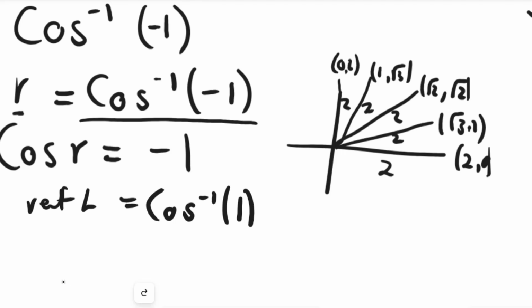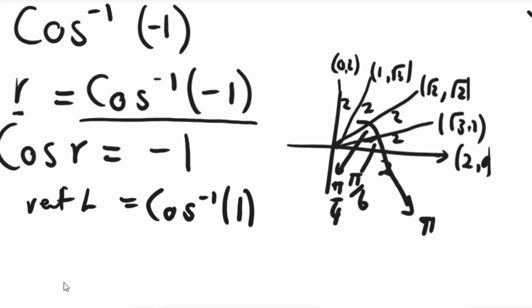The smallest one is 0 here on the x-axis. That follows that one is pi over 6 there. And then here you have what? You have pi over 4. And then here you have what? You have pi over 3, that is 60. And then here you have pi over 2.